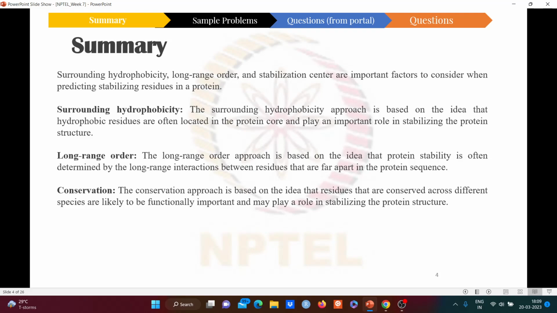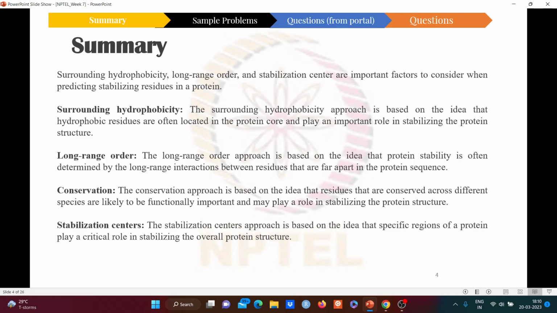So here, residues that are highly conserved are more likely to be involved in stabilizing the protein structure and can be predicted as stabilizing residues. Similarly, residues that are involved in long-range interactions are often highly conserved and can be termed as stabilizing residues as well. Next is the stabilization center.